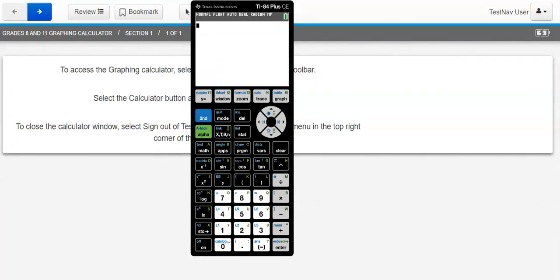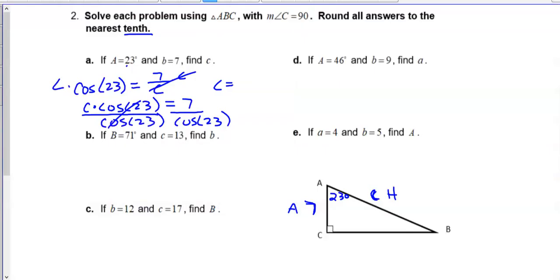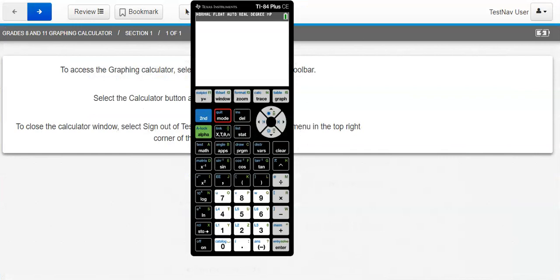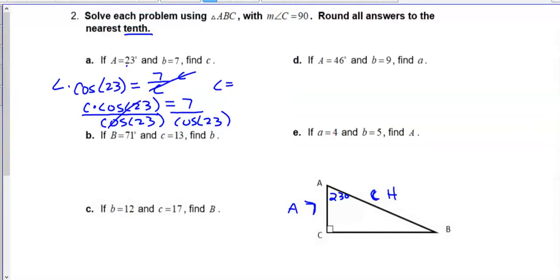Make sure when you're using your calculator, whether you're using Desmos or a TI, you're in the right mode. So I'm going to go to mode, change it from radians into degrees. And then we are doing, what, 7 divided by cosine of 23. And rounding to the nearest tenth, we get about 7.6.